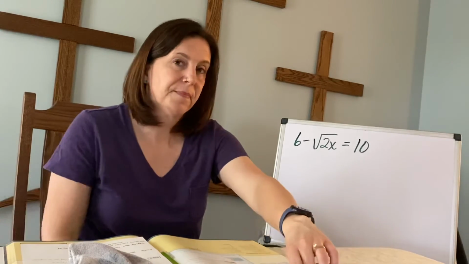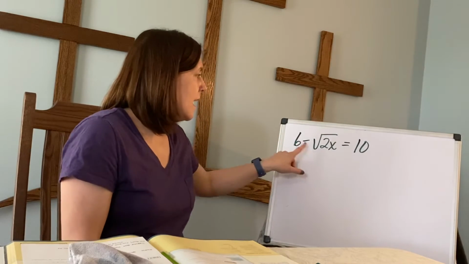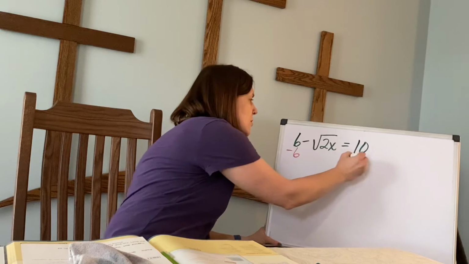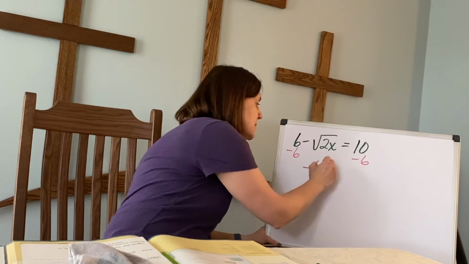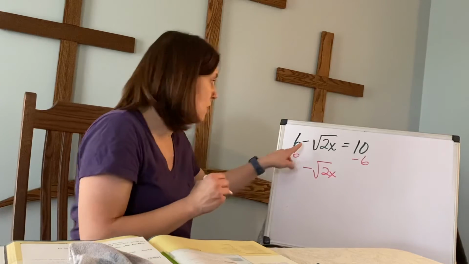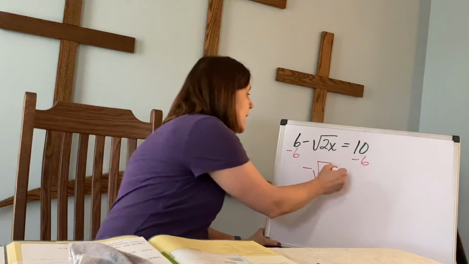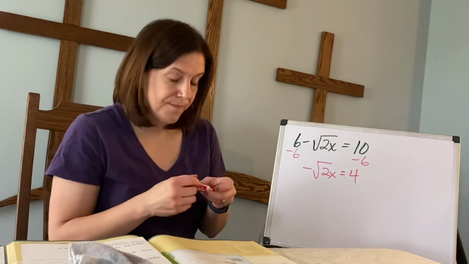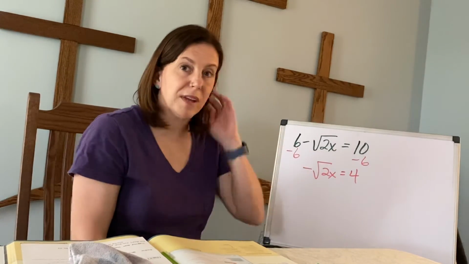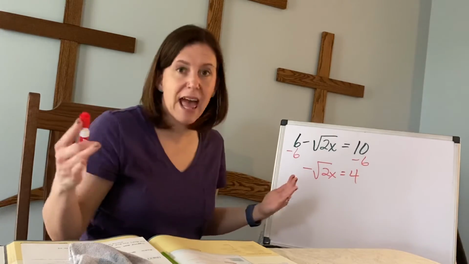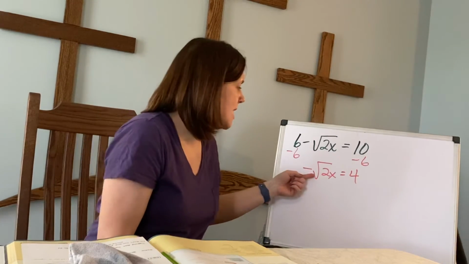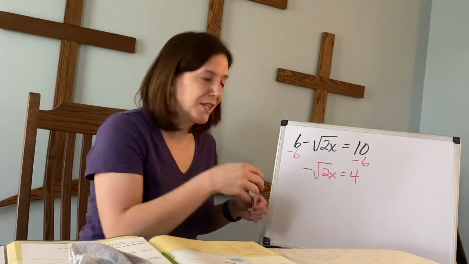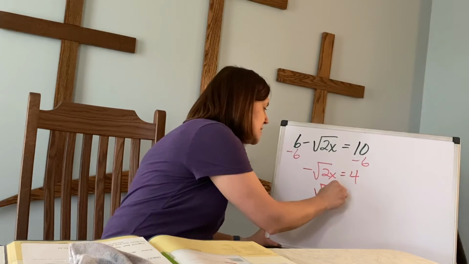Okay, here's my radical. I need to isolate it. So I'm going to subtract 6 from both sides. That leaves me the opposite of the square root of 2x. Don't lose that, it's still there. Equals 4. Well, as part of my step to isolate my radical, I have a -1 as my coefficient of that radical, and I can't have that. So I need to divide this side by -1 and divide this side by -1. We know that that means we're just switching signs. So I get this situation right here.